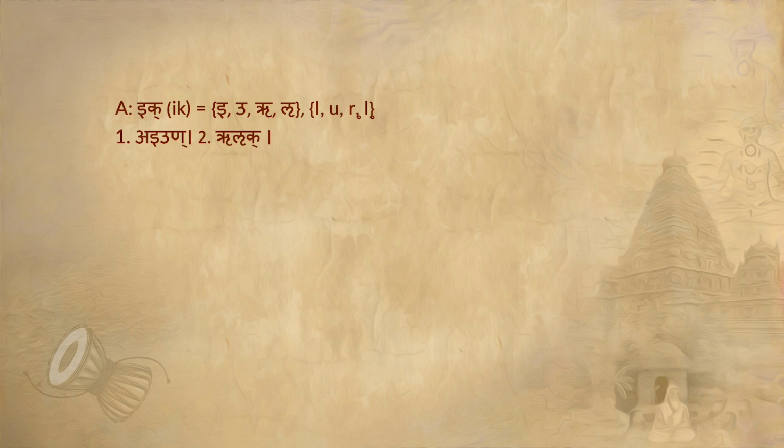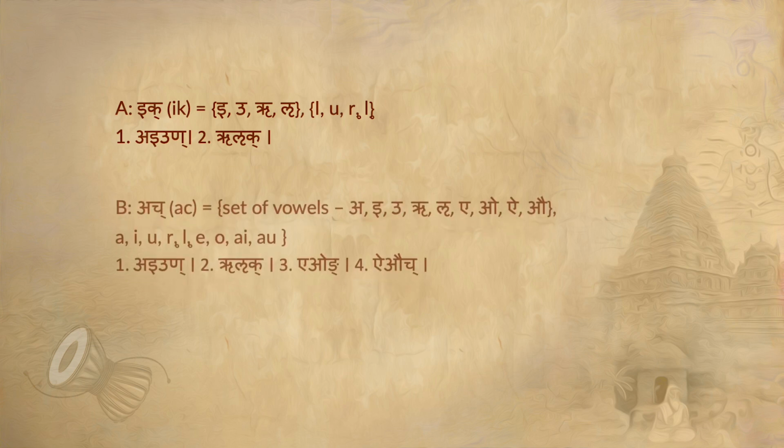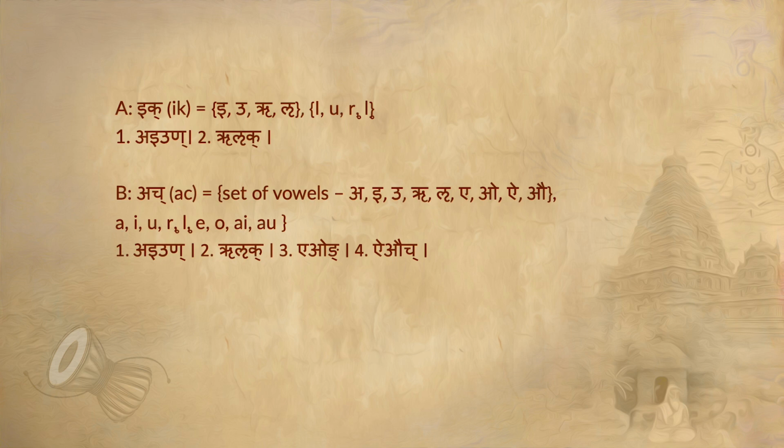First he said Ik. In our Maheshwara Sutra, Ik means it starts from I and goes up to Ik. That means that set is I, U, R and L; the terminal letter you have to ignore. That is what this set is. Ach, we already know, is the entire set of vowels which we saw earlier. So A, I, U, R, L, E, O, AI, AU. That is what it is.